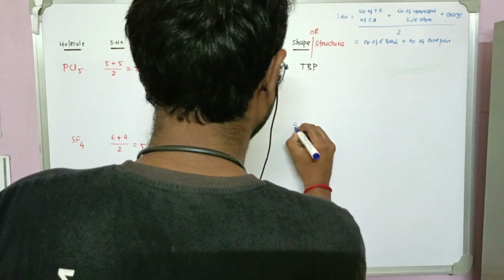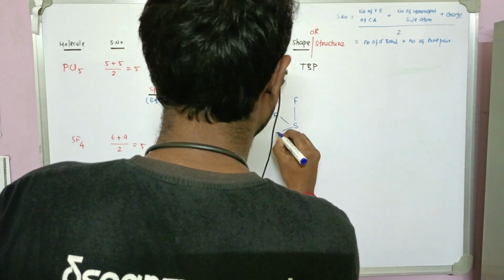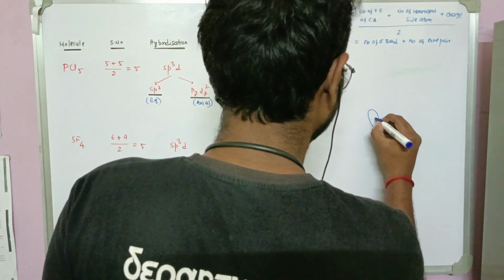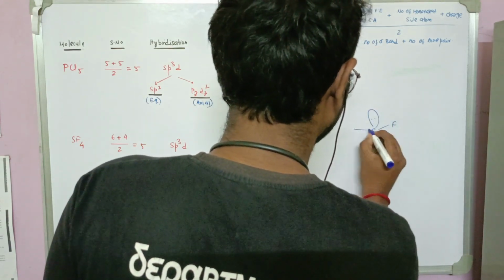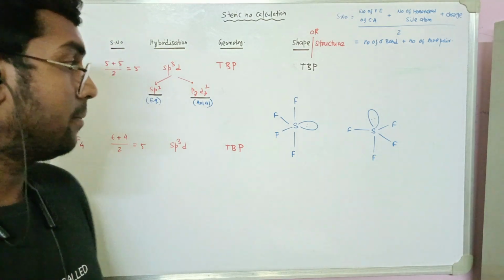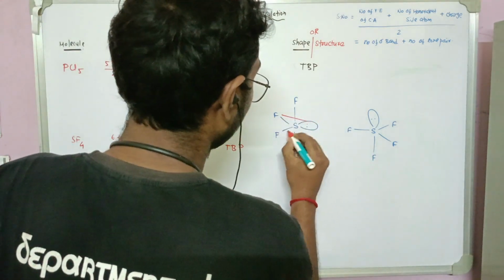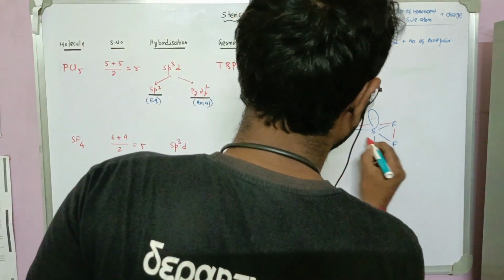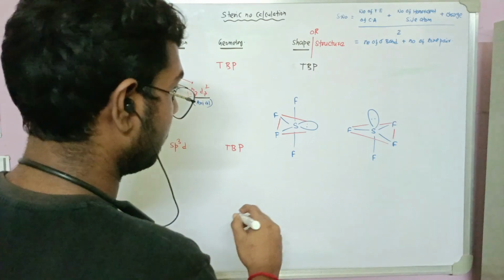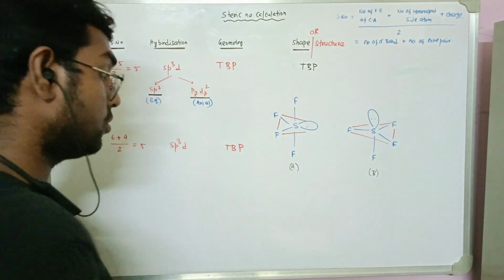There are two possibilities of drawing SF4. Whether I draw it like this, by keeping the lone pair in the equatorial position, or by keeping the lone pair in the axial position. These are the two possibilities. No other possibilities are present, because there are only two positions, equatorial or axial. Let's assume you don't know Bent's rule. Then how to proceed? Let's see the repulsion. This is the A representation, this is the B representation.